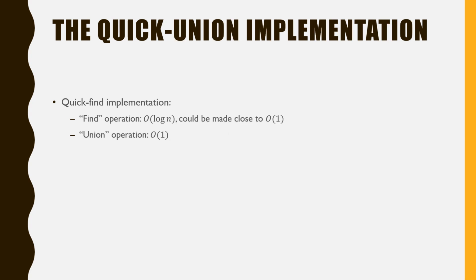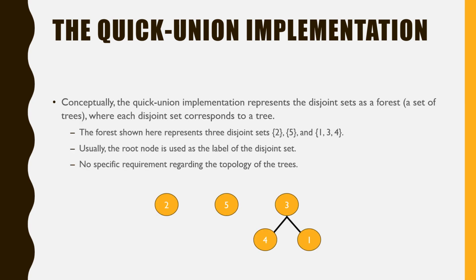In this video, we introduce the quick union implementation of the disjoint set data structure. This implementation enables O(1) time union operation. While the find operation initially runs in O(log n) time, additional optimizations can make it nearly O(1) in practice. Conceptually, the disjoint set structure is represented in the quick union implementation as a forest, where each tree corresponds to a disjoint set.